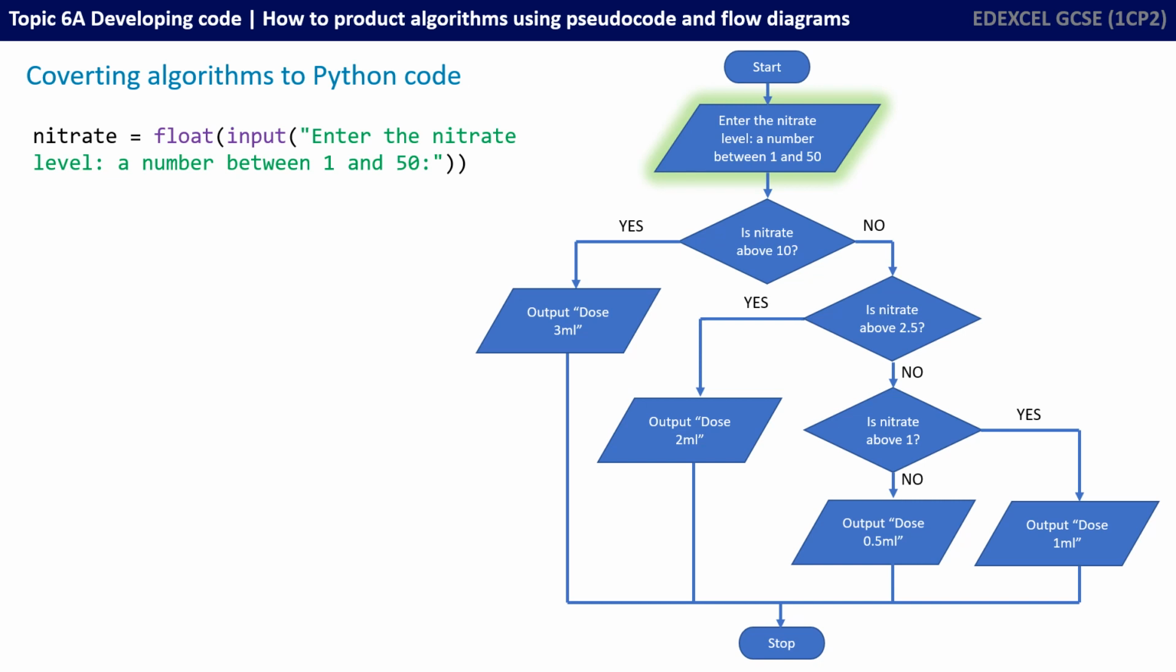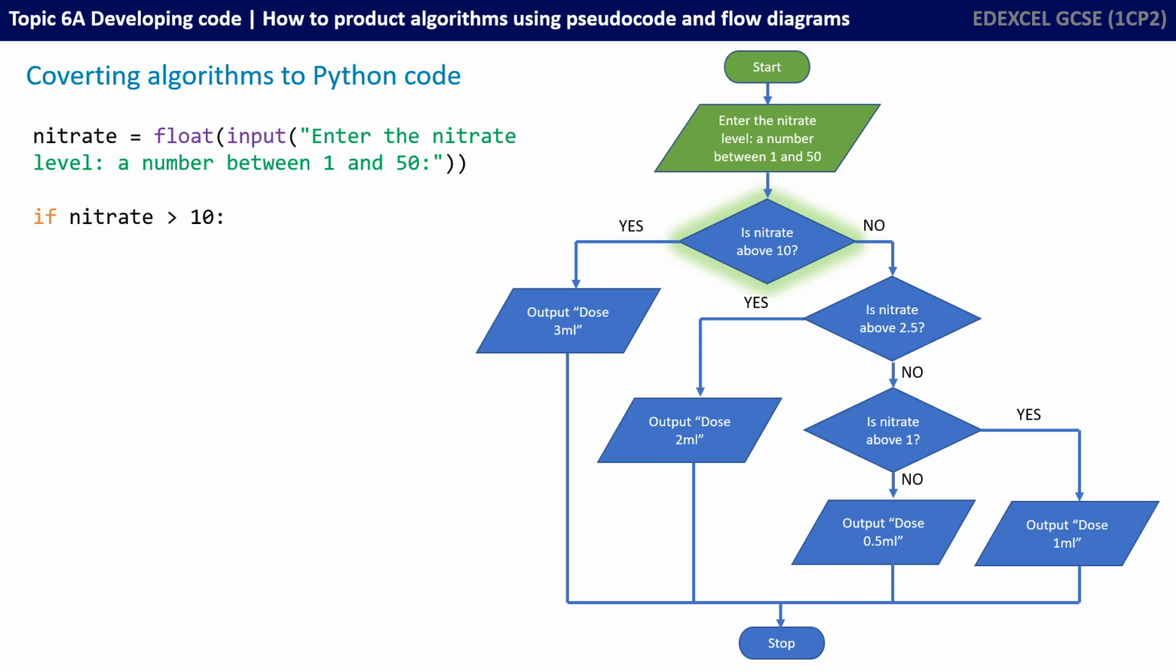So I've got float brackets, input brackets, and then a prompt to the user in double quotes: Enter the nitrate level, a number between 1 and 50. Remember to close the double quotes and close both sets of matching brackets. Now we've stored the nitrate level in a variable called nitrate, we hit our first if statement.